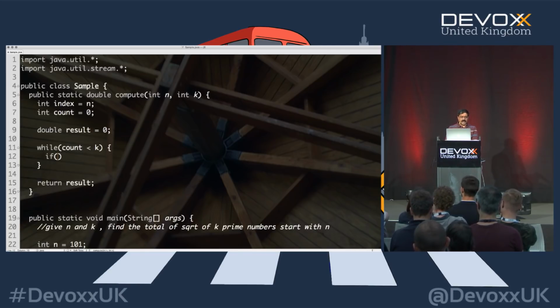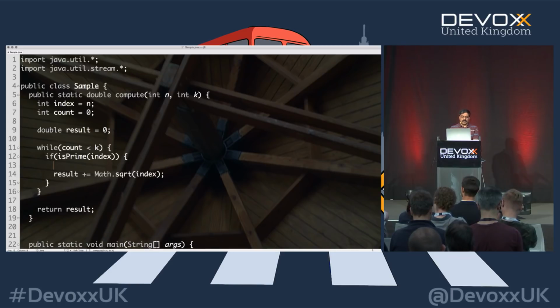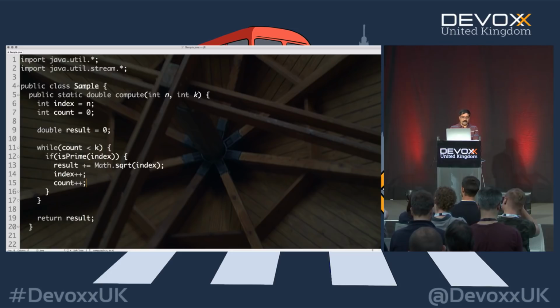And then what do you do? Then you say if. In this case, you say, is prime of the value, which is n, or index rather. If it is true, what do you then do? Then you say the result plus equal to Math.sqrt of that number, which is index. But then you have to increment the index, isn't it? So index plus plus. Then what do you do? Count plus plus.